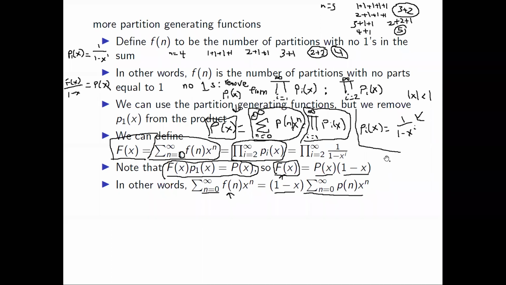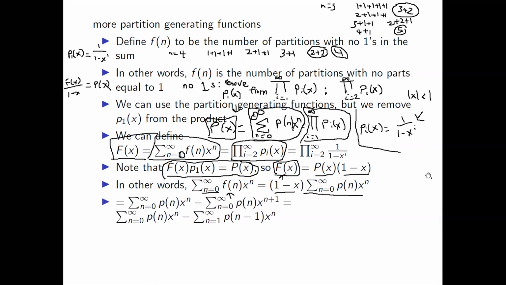And now we can simplify it a little bit. So we have 1 minus x times the sum n equals 0 to infinity of p of n times x to the n. We can use the distributive property on that 1 minus x, and we get the sum n equals 0 to infinity of p of n times x to the n. That's from the 1, so the 1 times the sum gave us just the sum. And then we have minus x times the sum. So we get minus the sum from n equals 0 to infinity, same bounds on the sum, of p of n, but we have this extra factor of x. So that increases our power of x from n to n plus 1.